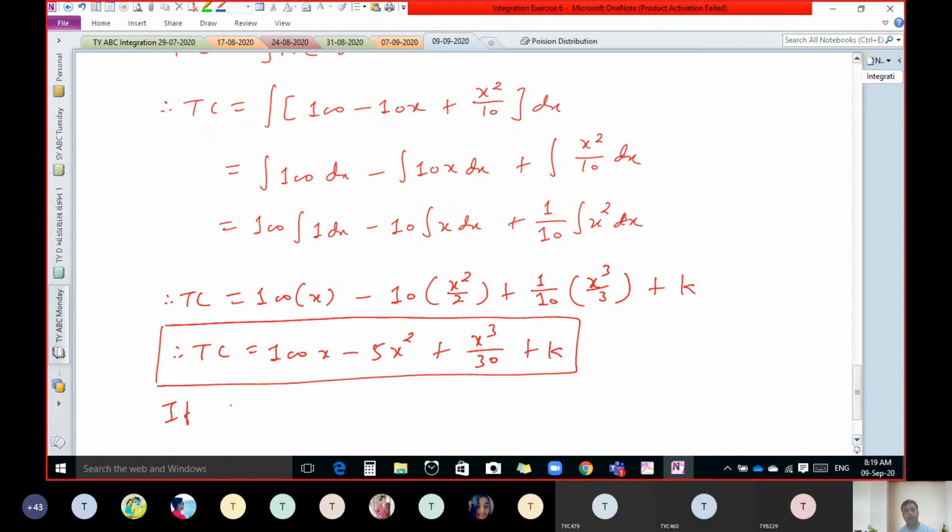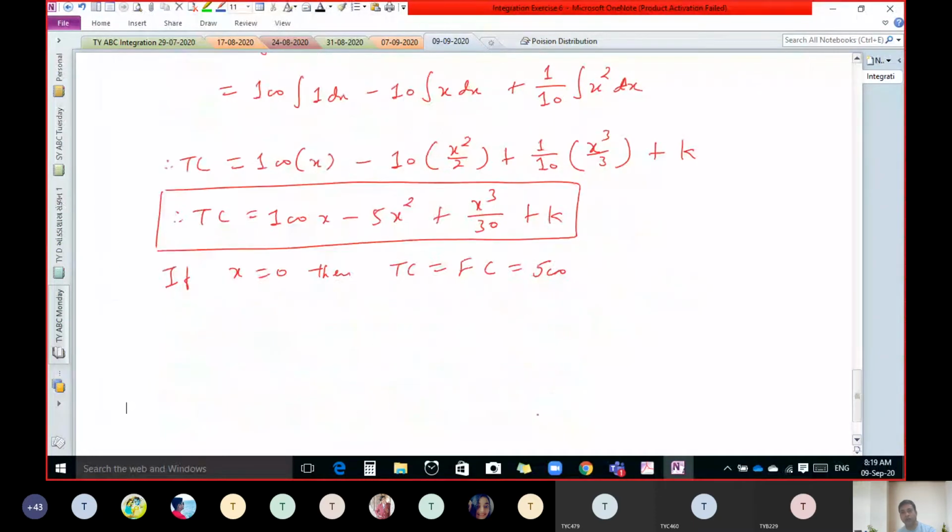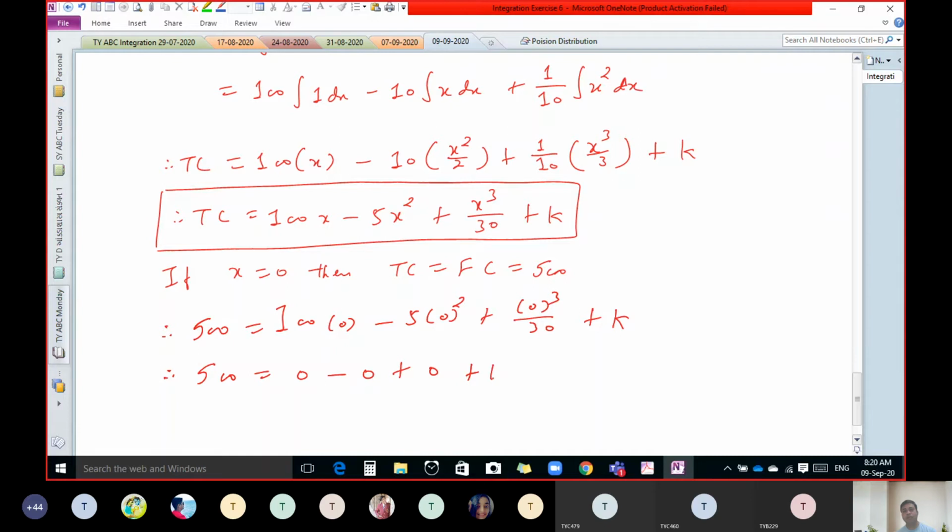total cost. If x is 0, then total cost is nothing but fixed cost, and fixed cost is 500. So put x equal to 0 and total cost equal to 500. Put x equal to 0: 100 into 0 minus 5 into 0 square plus 0 cube upon 30 plus constant k as it is. So this 500, 100 into 0 is 0. This is also 0. 0 cube is 0 divided by 30 is 0 plus k. So we get k equal to 500.